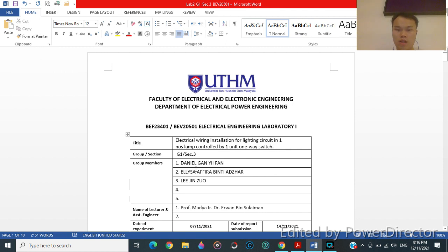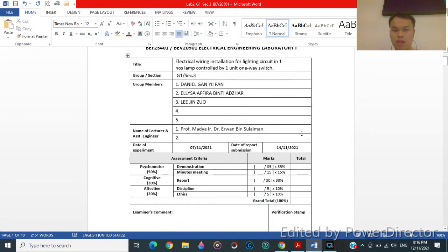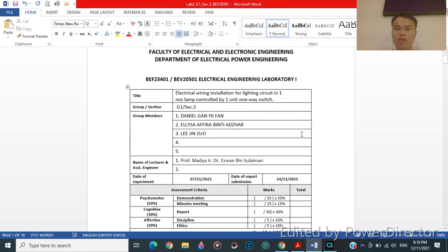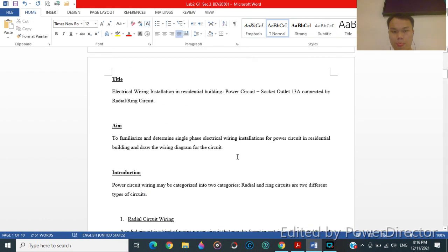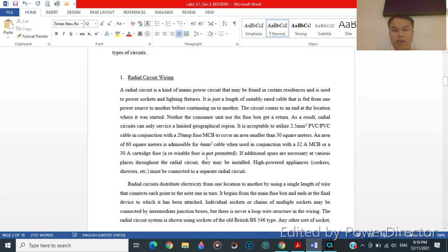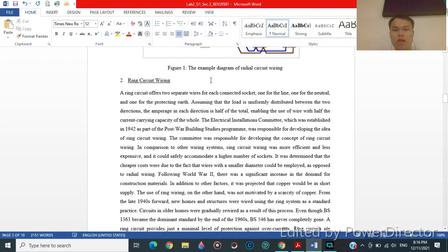EE20501. I'm from Group 1, Section 3, and today I'm going to present an introduction of the electrical wiring installation for lighting circuit in one lamp controlled by one unit one-way switch. So, first I'm going to explain about what is a radial circuit wiring and a ring circuit wiring.